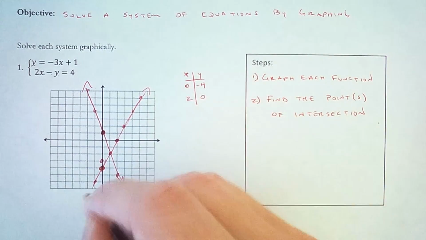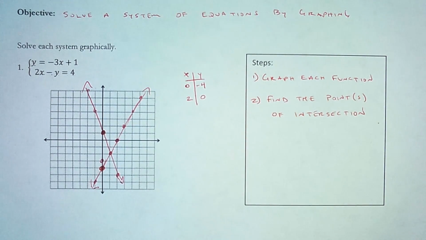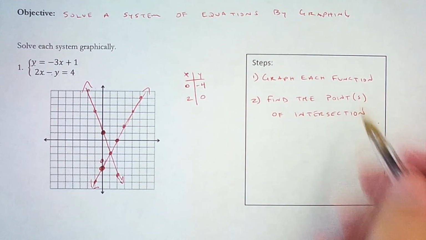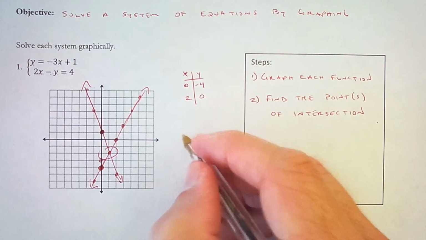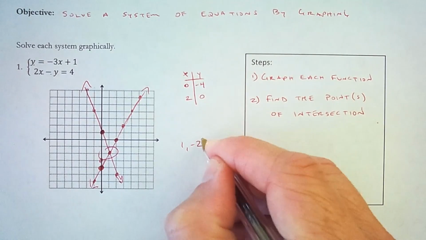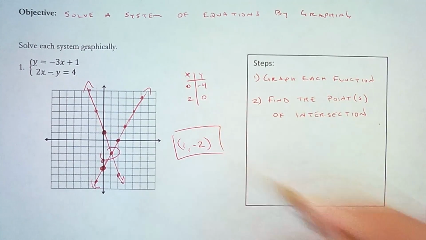So there's step 1, graph each function. Step 2, find the point or points of intersection. Right there is my point of intersection, and that is at 1, negative 2. So the solution is the point of intersection, and that is 1, negative 2.